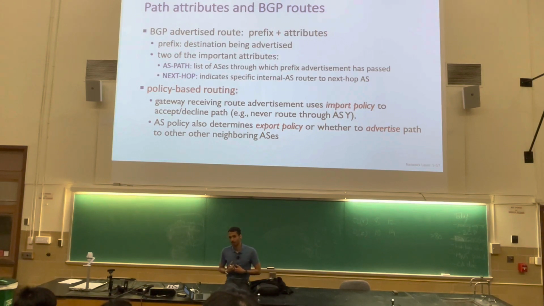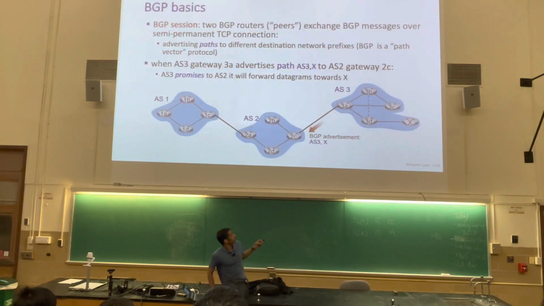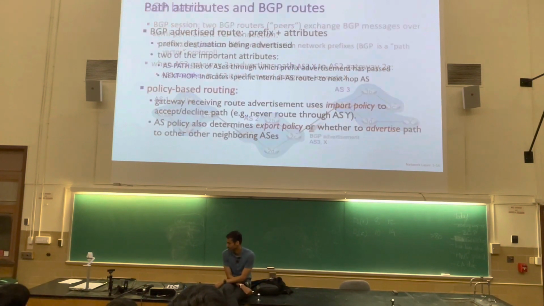Okay, go back to the previous slide. In this example, 3A is advertising the route AS3, X to 2C. This interface is the next hop, not this interface, this interface. AS3 is saying, I can get to X through this interface. And so any router that wants to get to X through AS3 has to make its way into this interface, right? So that's the next hop.